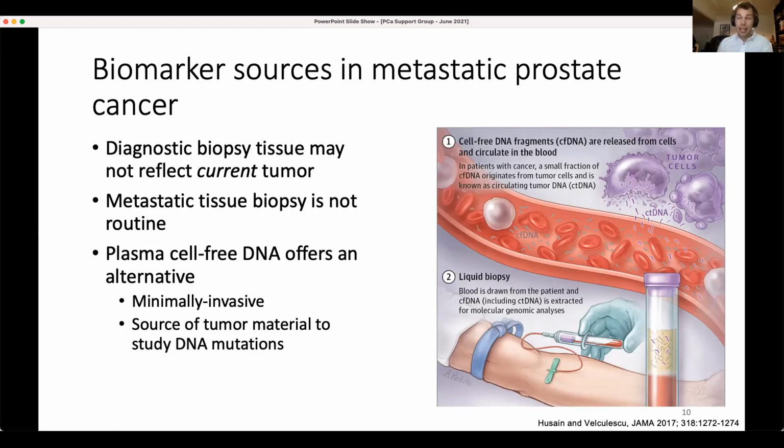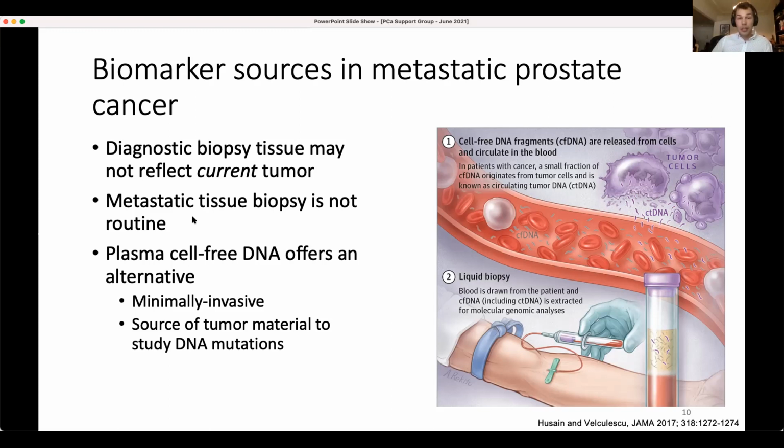But a key challenge in prostate cancer is that it's actually very difficult to obtain tumor tissue in order to profile these mutations. So, for example, the tissue that you can get from a diagnostic biopsy might not actually be reflective of the current tumor state once a patient has progressed with metastatic disease. And this is, of course, because prostate cancer has a very long natural history, and patients often go 5 or 10 years between their initial diagnosis and diagnosis of metastatic disease. So the biopsy might not actually reflect the current tumor biology.